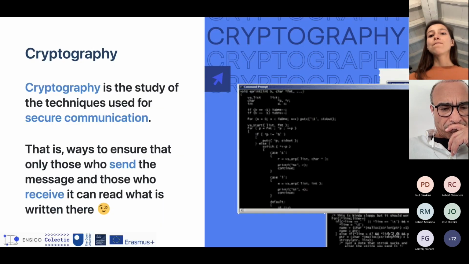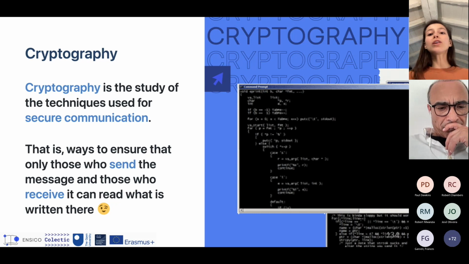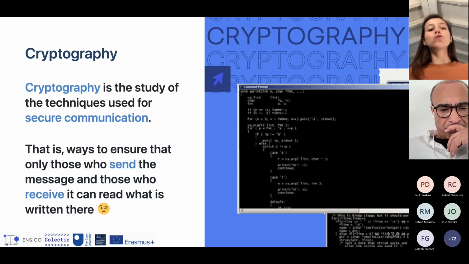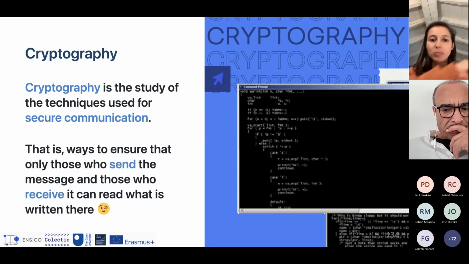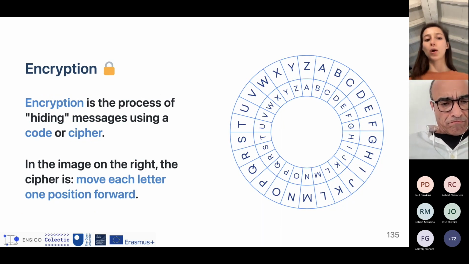Well, cryptography is precisely the study of techniques used for secure communication, so methods of hiding information to ensure that only those who send the message and those who receive it can read what is written there. And if somebody pops up in the middle and intercepts the message, the person won't understand anything because it is encrypted. So encryption is the process of hiding messages using a cipher or a code.